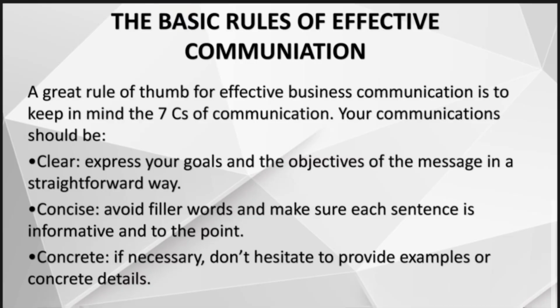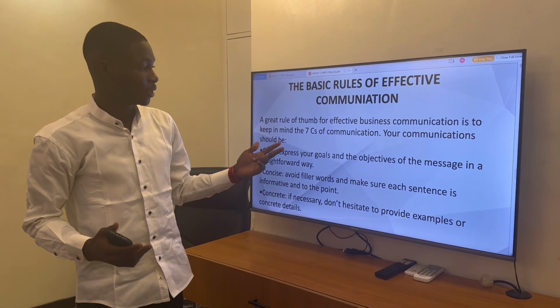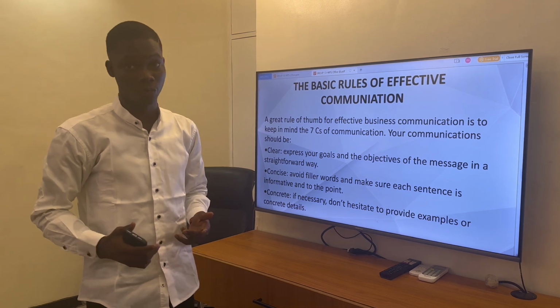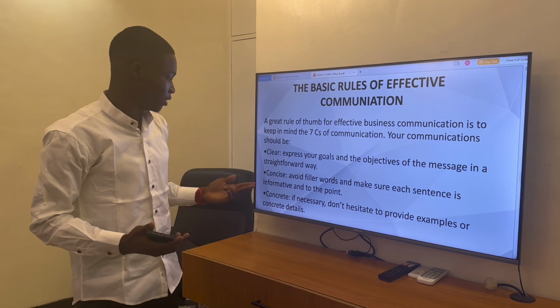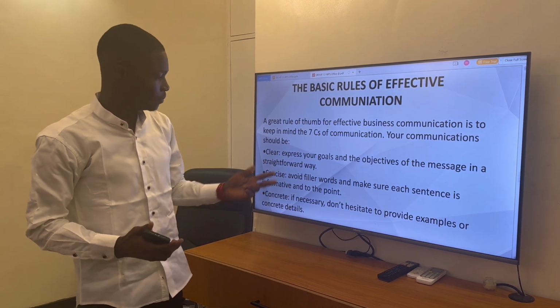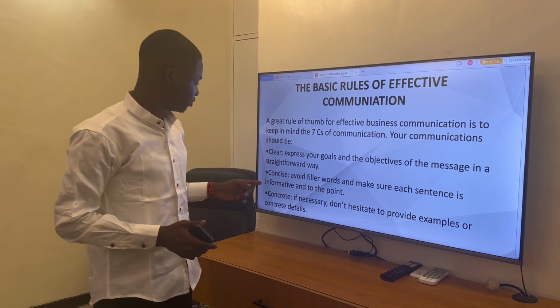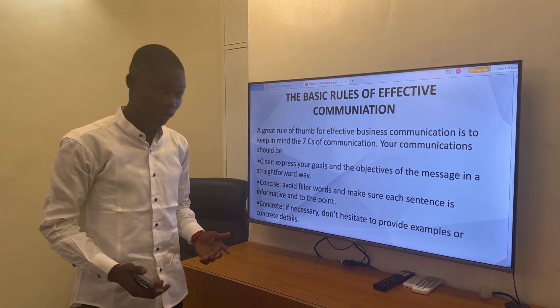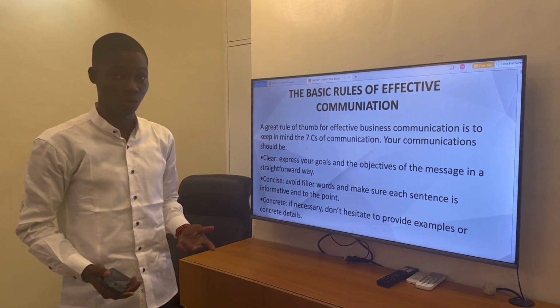The basic rules of effective communication. For effective communication to take place, you must follow the 7 C's of communication. Number 1 is clarity, which means to be clear, expressing your goals and the objectives of your message in a very straightforward way. Number 2 is conciseness, which means to be concise. That means you avoid filler words and you make sure each sentence is informative and to the point. Number 3 is concreteness, which means to be concrete. If necessary, don't hesitate to provide examples or concrete details.